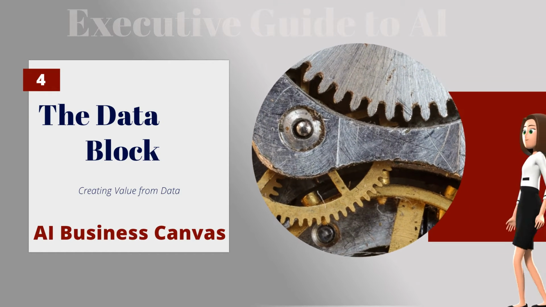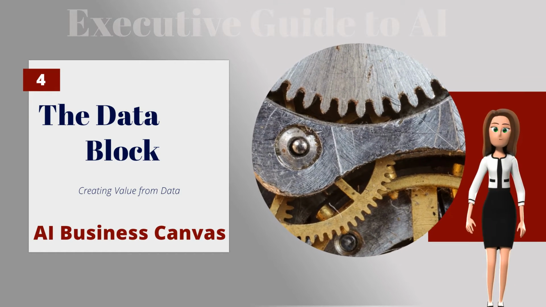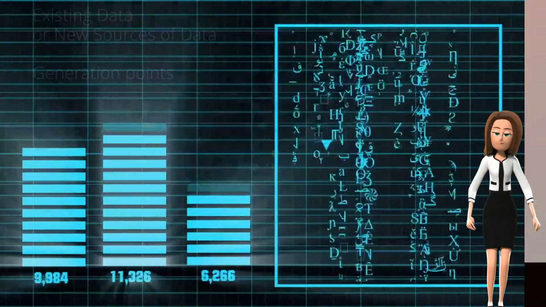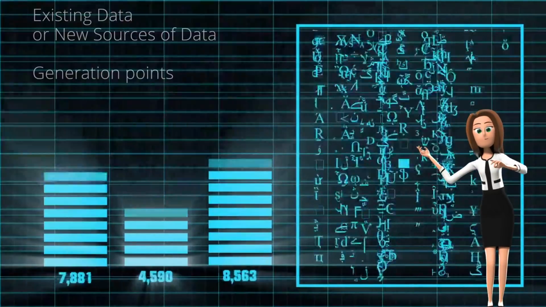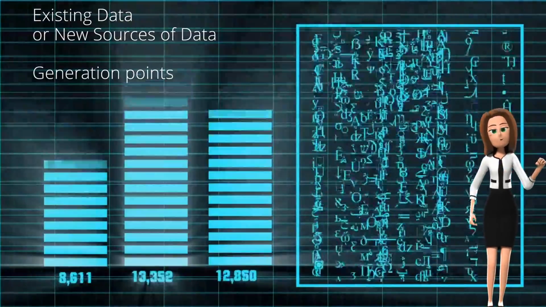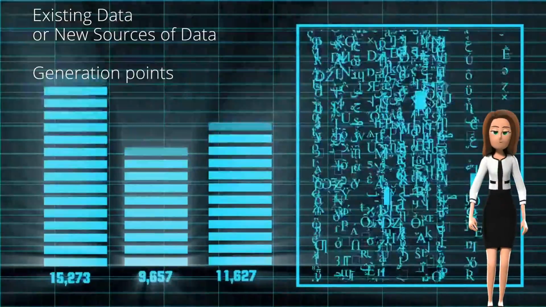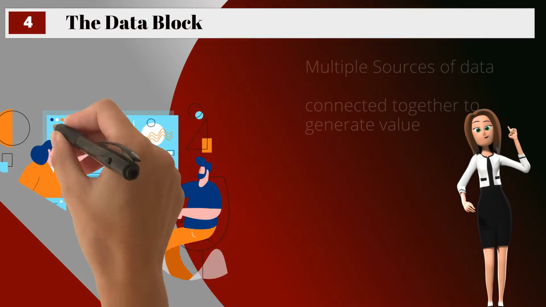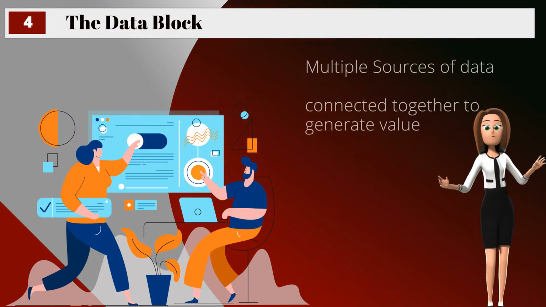At the heart of every AI project is data. What data will your AI innovation need? Does it already exist, or will you need to create new sources of data? Where is it generated and where will the data reside? How many sources of data do you have? Think about different types of data that can be connected together through your model to make it useful.